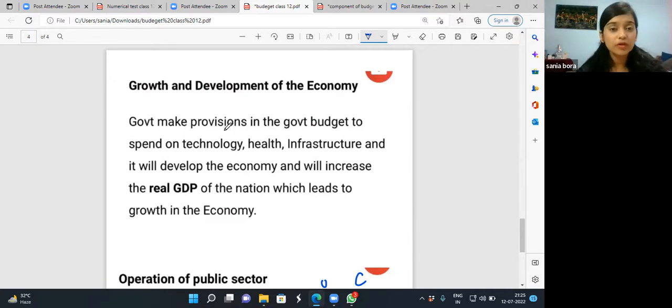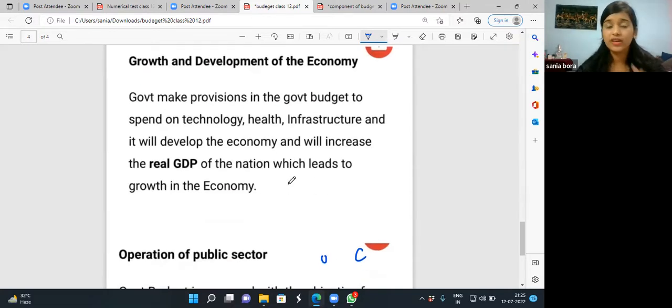Government makes provisions in the government budget to spend on technology. Of course, there are various fields, education, restaurants and hotels, picnic spots, lots of things, but government makes its budget so that it spends more money on technology, health and infrastructure. Why are they spending this money on these sectors? Because that will help to develop the economy.